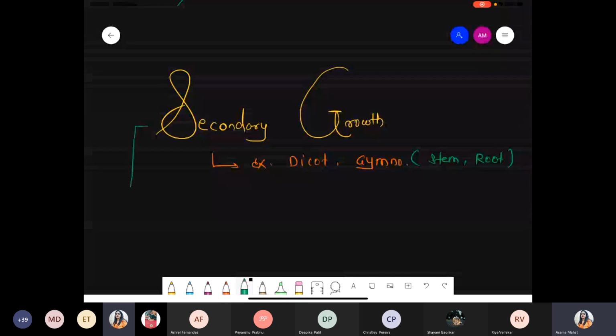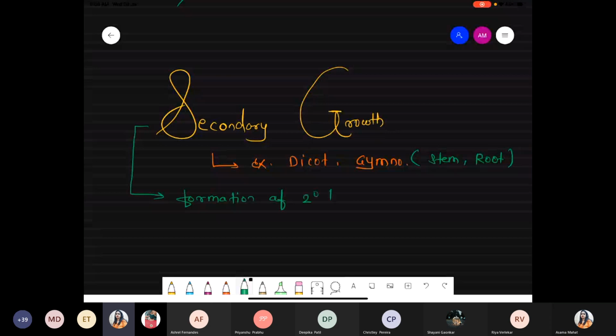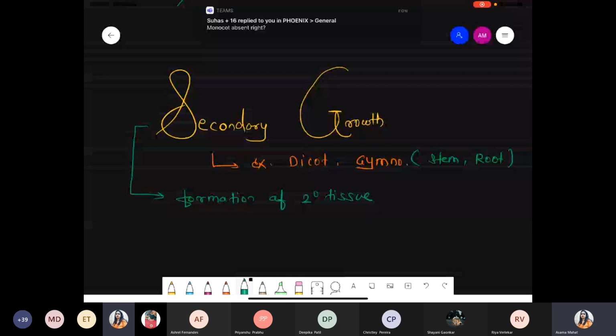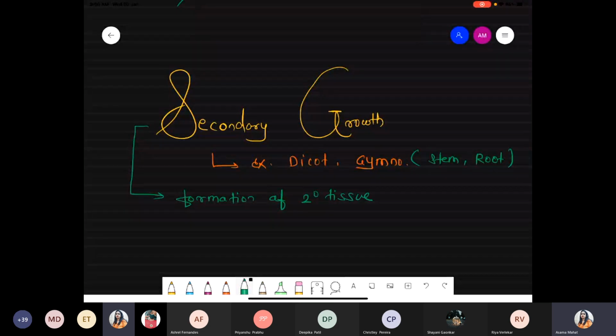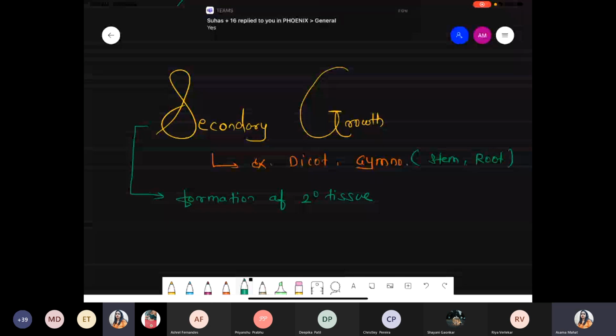Now, what is the meaning of secondary growth? Secondary growth means that at a later stage there is a formation of some secondary tissue. It is absent in monocots. We saw the grafting process, remember. Grafting is not possible with monocots because cambium is absent, because lateral meristem is absent. So it is present only in dicots and gymnosperms, not monocots.